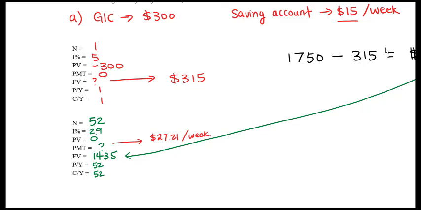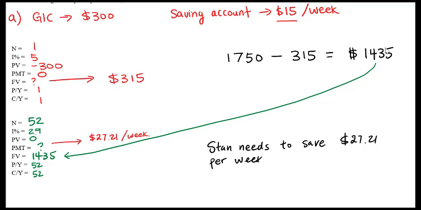Okay, so the question B answer is: Stan needs to save $27.21 per week to have enough money for the guitar. Okay, so that's it.